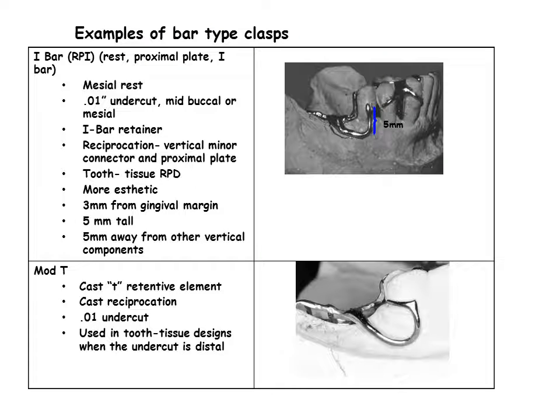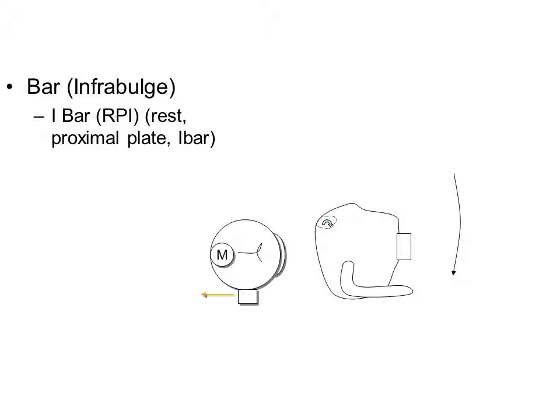The diagram illustrates two main types of bar clasps: the I-bar, and the modified T. The mod T is used when the tooth undercut is on the side adjacent to the extension base. The diagram indicates the direction of movement of the RPI clasp with closure. The clasp is designed to apply minimal stress to the abutment.